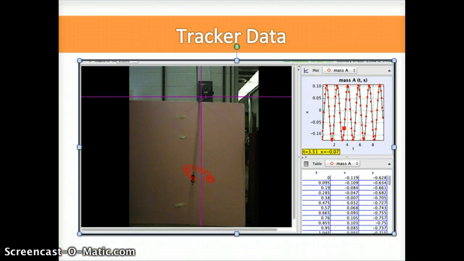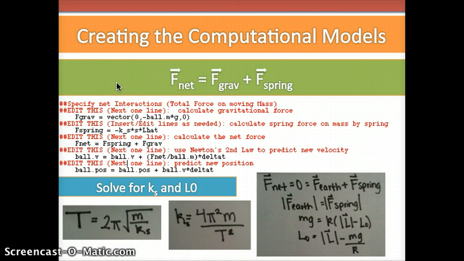After calibrating my length scale and setting my coordinate axis, I was able to record the position data of the observed object. The data was saved to a CSV file and will later be used to compare the predicted motion. Now on to creating the computer models.